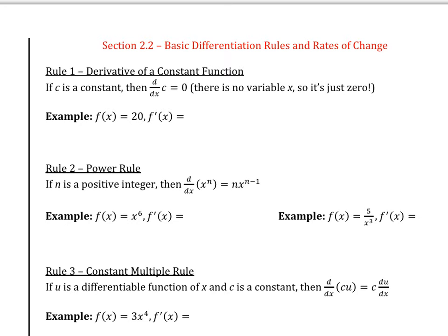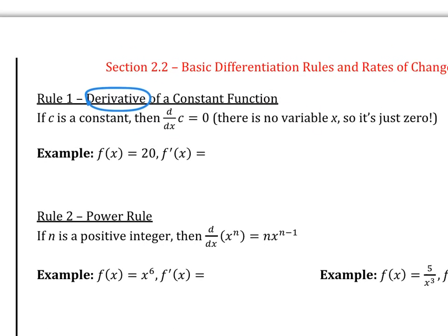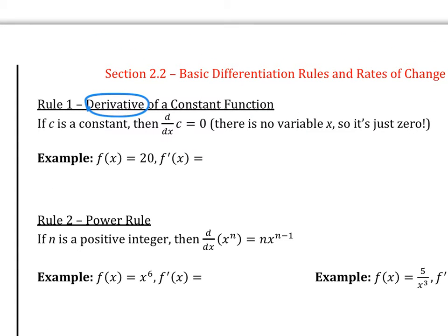Okay, rule number 1, derivative of a constant function. So again, remember that derivative means slope. So the question is, what is the slope of a constant function? Well, a constant function means a flat line, right? So the derivative would just be 0. So the derivative of any number is always 0, because it's a flat line and its slope is 0.